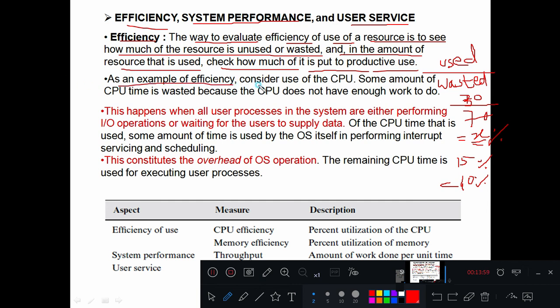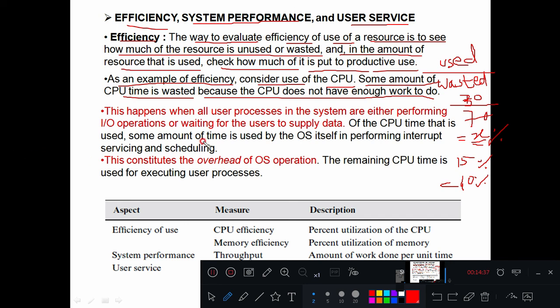As an example of efficiency, consider use of a CPU. Some amount of CPU time is wasted because the CPU doesn't have enough work to do. All the time the CPU will not be busy, right? Sometimes the CPU may find itself idle, and in such a case I can say the CPU is not utilized 100% properly. Even you need some rest, no? Like that your CPU will also take some amount of time as a rest, then it can continue with its own work, right?